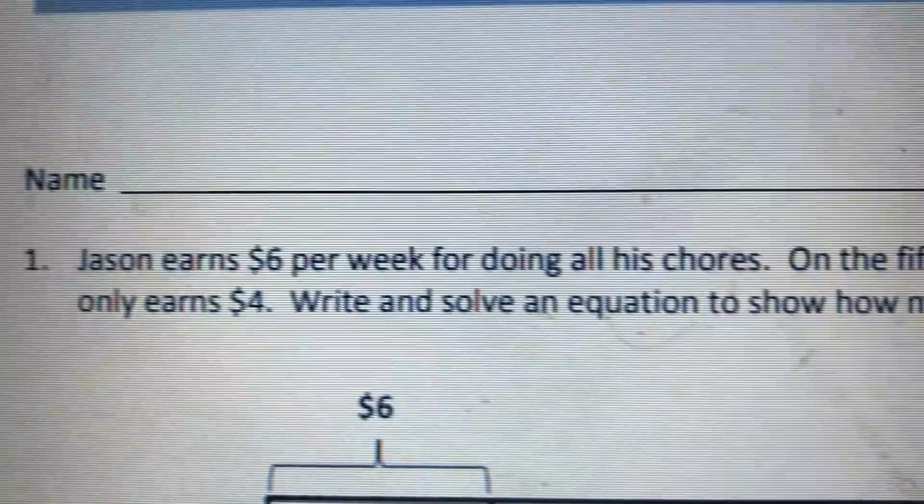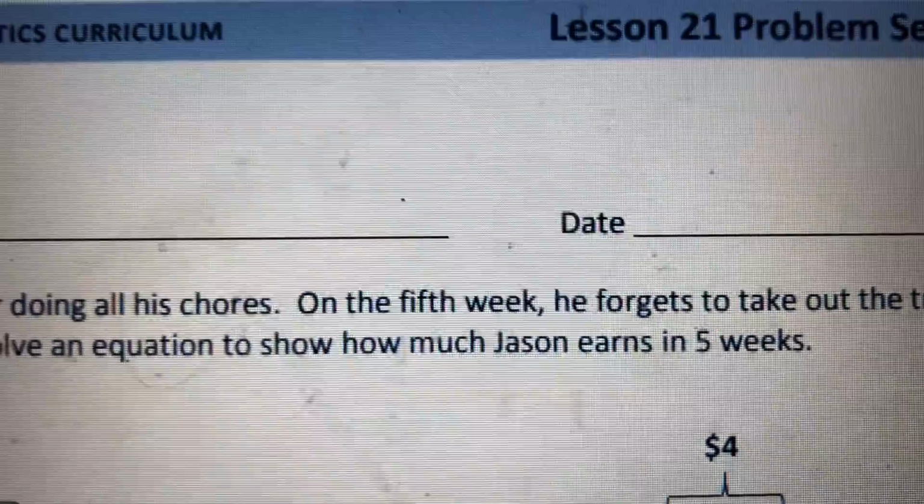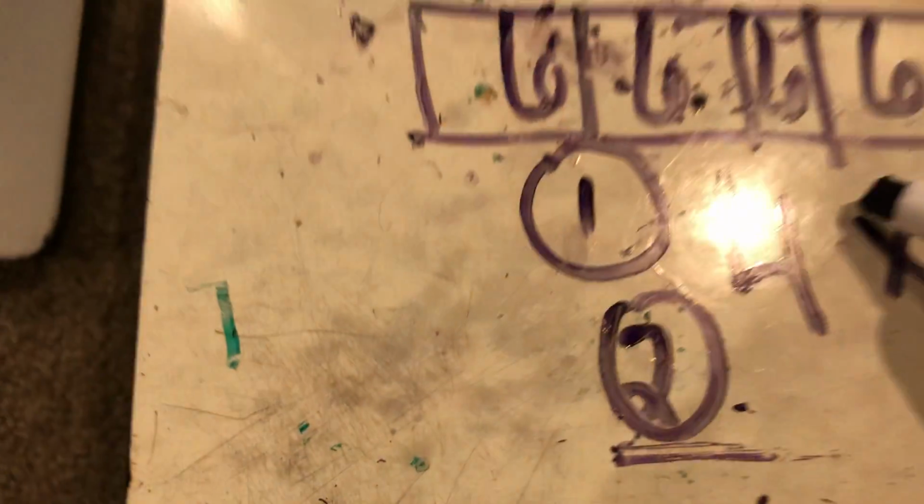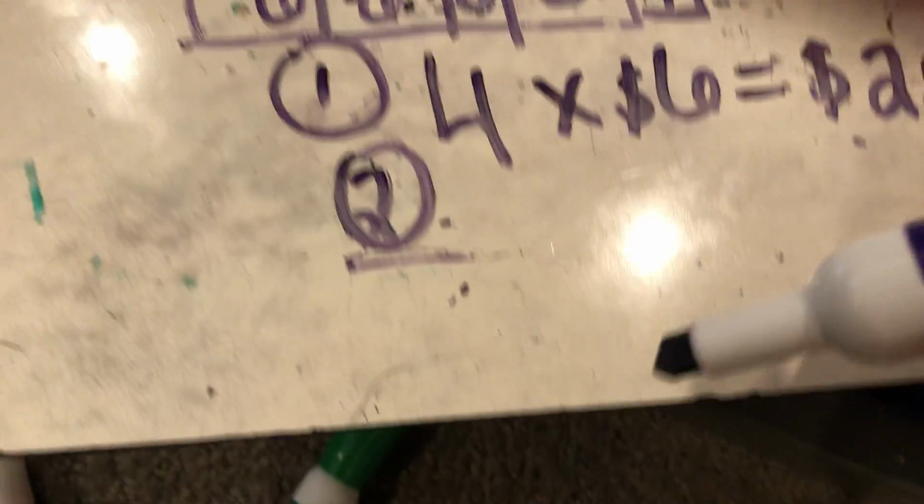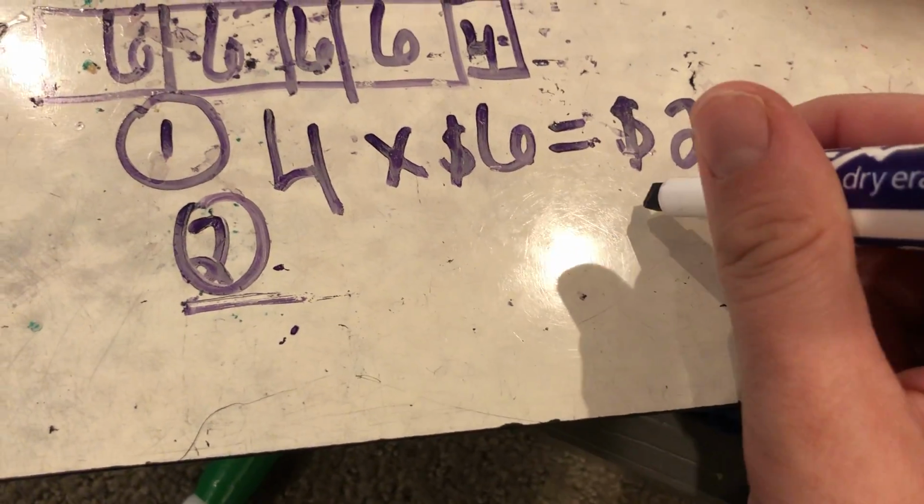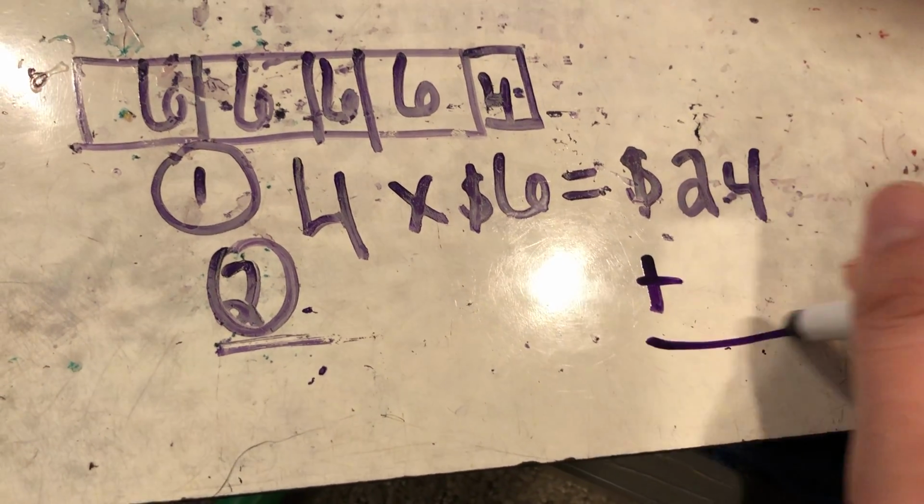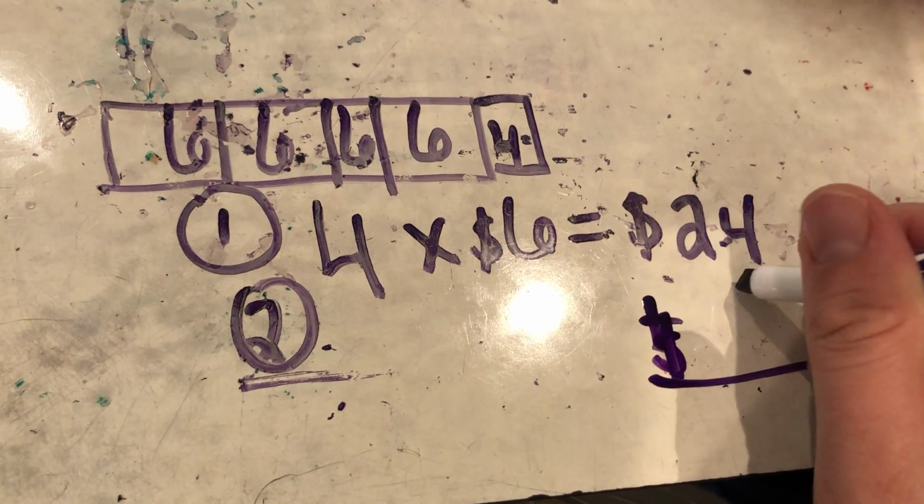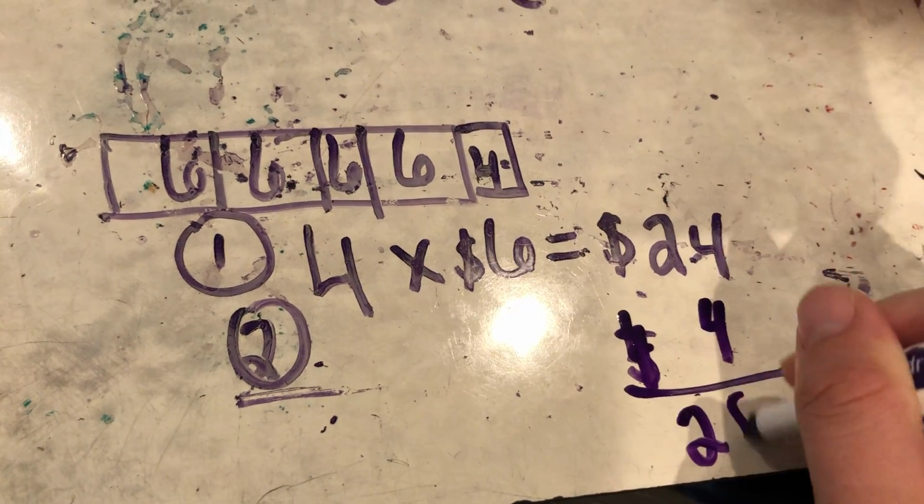We want to know, the question is, write and solve an equation to show how much Jason earns in 5 weeks. So this was only 4 weeks, 4 weeks of $6. Now we want to figure out how much he earned in 5 weeks. So we have to add that $4. So it's $28.